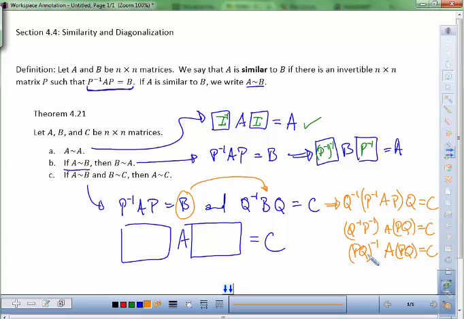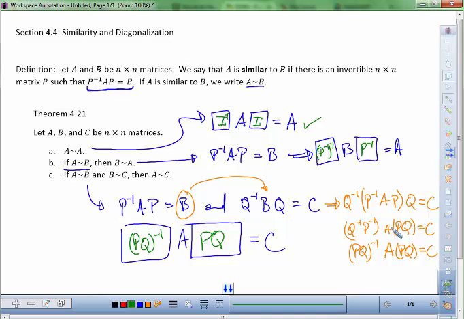So that would be the matrix that we would be looking for. Okay, so these are simple one-line proofs, I guess, if you can call this one line. Simple one-line proofs that show you the reflexive, symmetric, and transitive properties of similar matrices. Okay, good? All right.